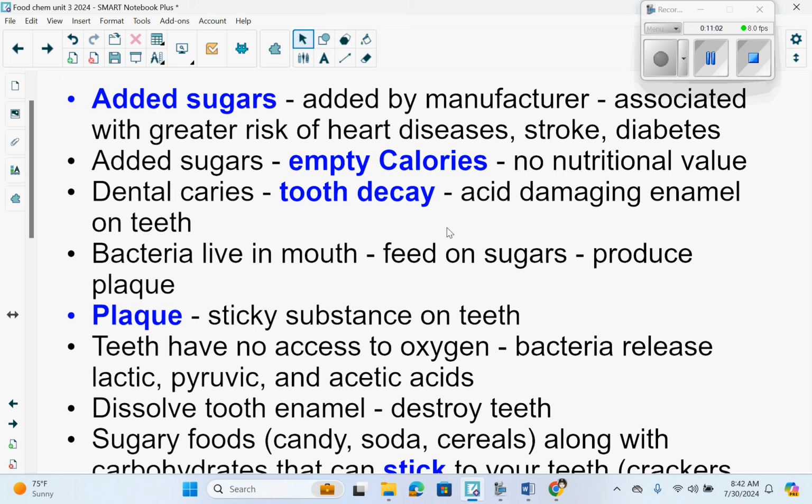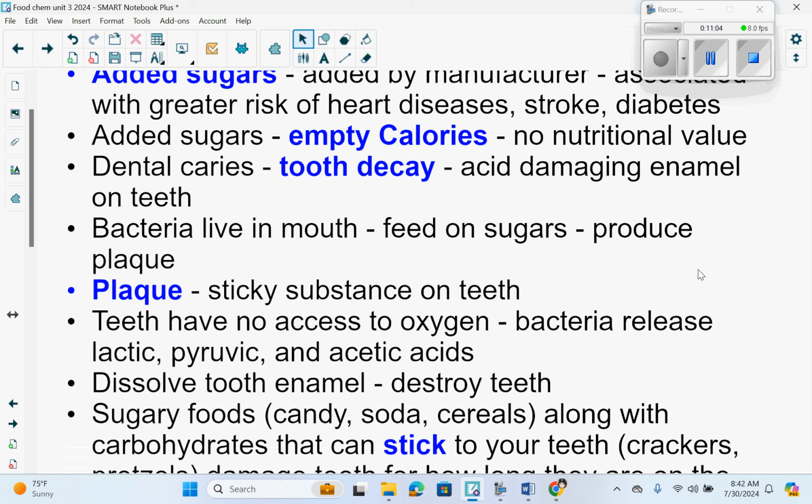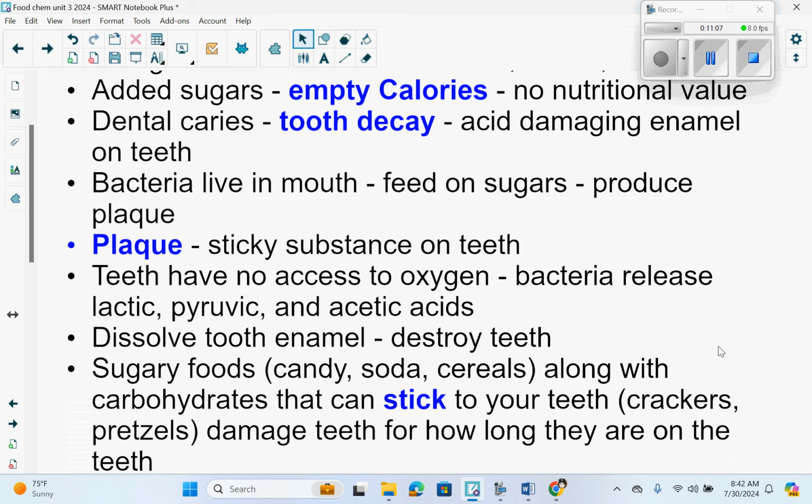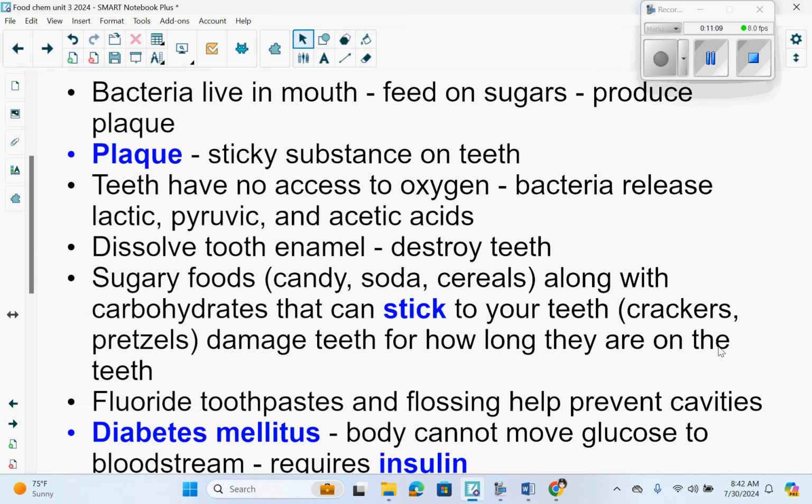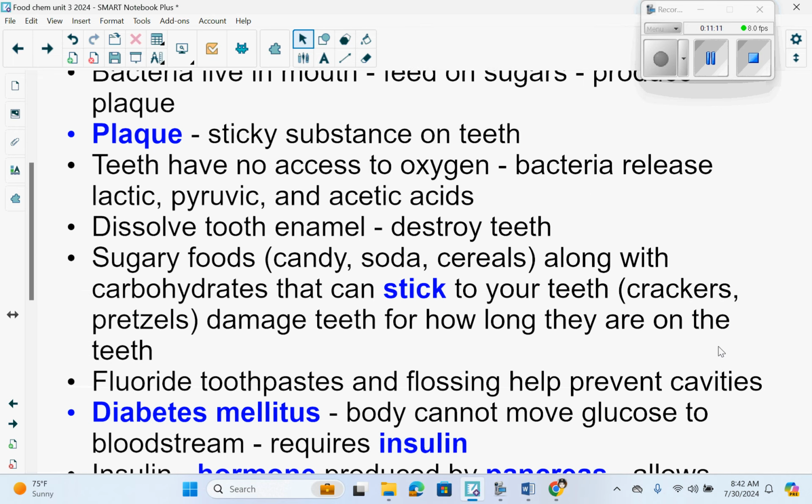This is where it says this acid damaging enamel on teeth. So the acid is coming from the bacteria. Sugary foods like candy, soda, cereals, along with carbohydrates that can stick to your teeth, like crackers, pretzels, certain candies, right? This is what damages teeth, right? So it's for how long they are on the teeth.